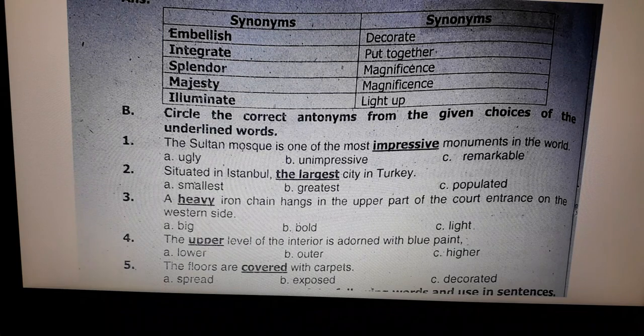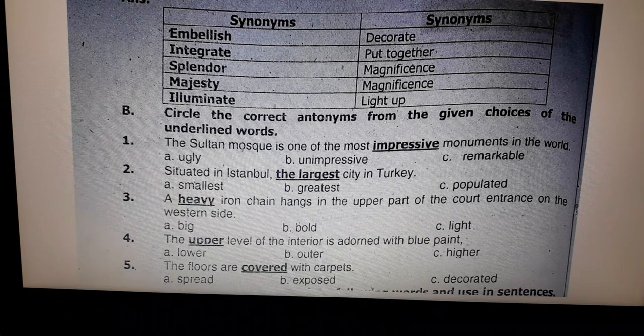Number 5. The floors are covered with carpets. So cover is when you put something on it, like you put tea in a cup or in a kettle, you cover it with some thick cloth to keep it hot. The floors are covered with carpets. The opposite of covered is exposed. B, exposed. Spread and decorated are not required to be answered.